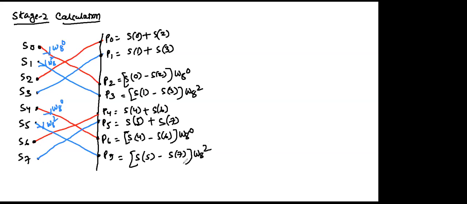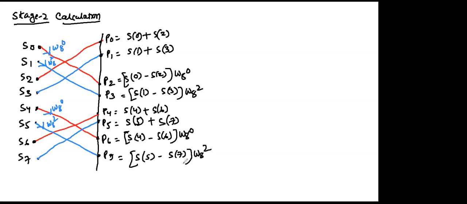It's very simple. See, that's why I said that if you know DIT and simply reverse it, that is your DIF. Only what is the change? Change is the butterfly only. Otherwise, the butterfly diagram algorithm is almost the same. Only change is the butterfly. Okay, so this is your complete stage 2 calculation.